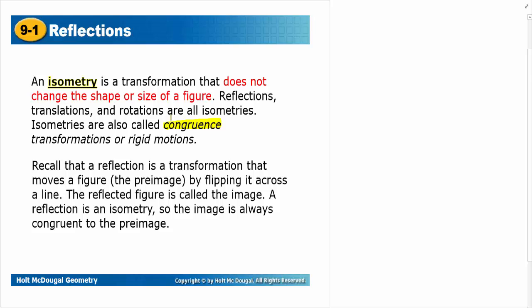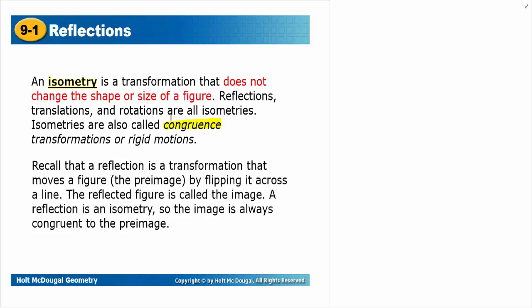Recall the reflection is a transformation that moves a figure, the preimage that we learned from 1.7, by flipping it across a line. And typically that line, to make it easy, could be the x-axis or the y-axis. That's what we saw in some of our homework. But in theory, it could be any line. It doesn't have to be one of those axes. So the reflected figure is called the image, and that's the final figure.